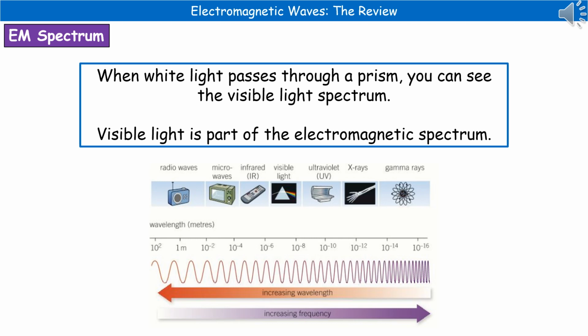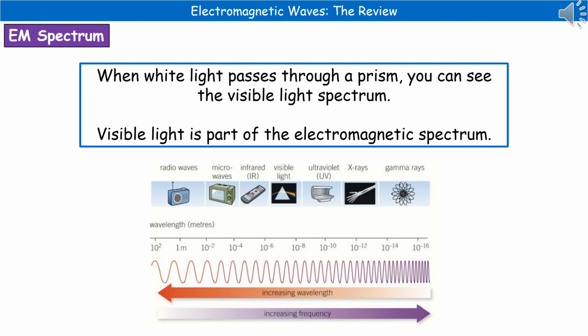Now, what we're actually looking at there is just one little section of this larger entity called the electromagnetic spectrum. So you can see visible light right there in the middle. But that's just one of the 7 different regions we need to know about.